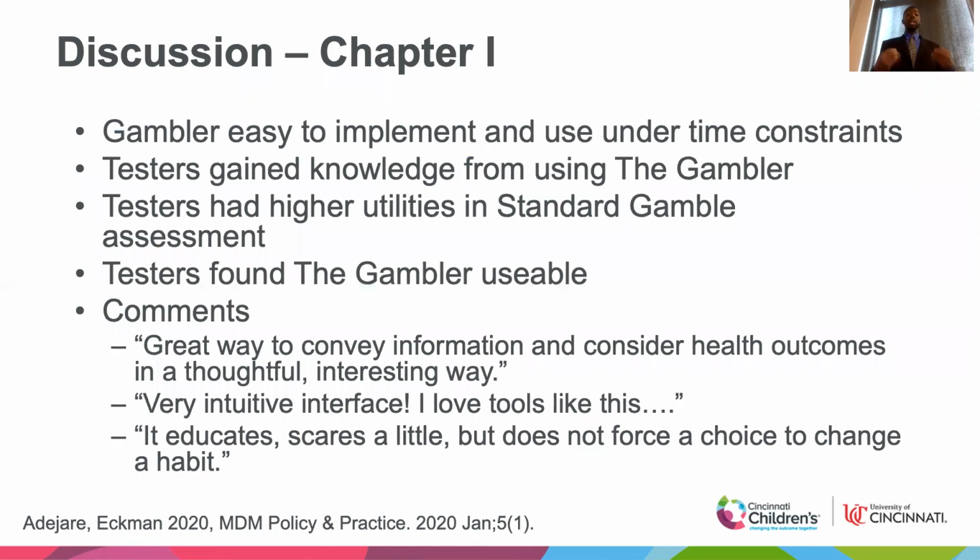So what did we learn from development and testing of the Exemplar? Well, we saw that the Exemplar is easy to implement under time constraints, that people can learn from using the Exemplar. We also saw that, just like in the literature, the standard gamble had higher utilities for these testers. And then we saw that the testers found the Exemplar usable. So there are multiple comments that we could talk about, but I want to focus on the last one here.